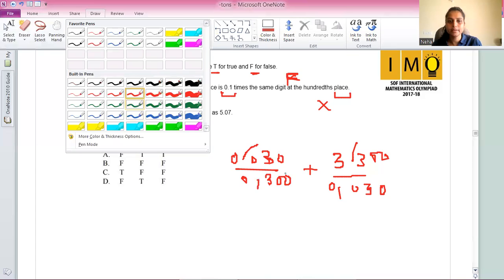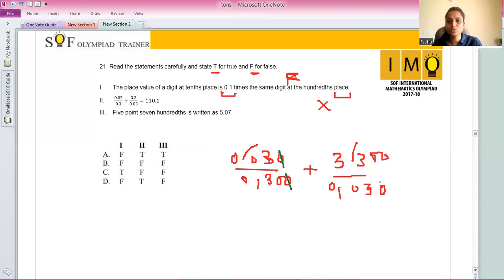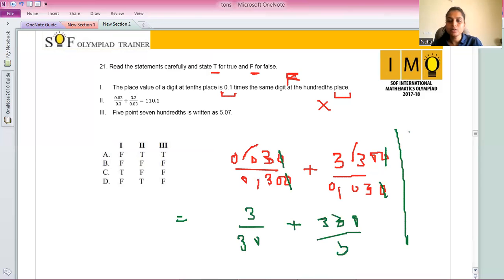Here I can cancel 10 with 10, 10 with 10. Now what will I get? I get 3 by 30 here, and here I get 330 by 3. That means this is nothing but 110, and the first number is 0.1. So the addition is 110.1. That means this statement is true.